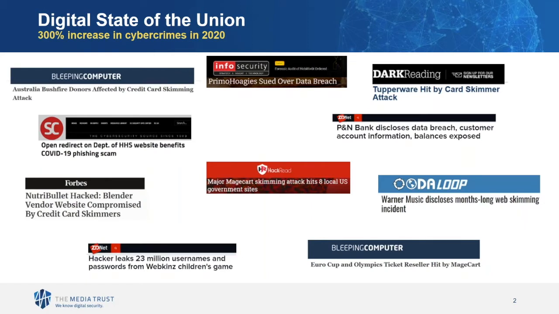It seems a day can't go by without news of some website breach. We have a sampling of about 10 breaches in 2020 that really run the spectrum from nonprofits in Australia to consumer goods, like NutriBullet and Tupperware, to music. And this is a growing problem. Cybercrime is an issue. The FBI recently released a report stating that there was a 300% increase in cybercrime in 2020. But what's important to look at is understanding what all these website breaches have in common.